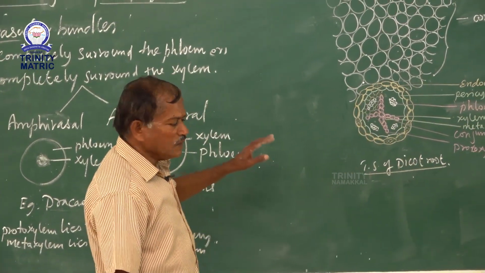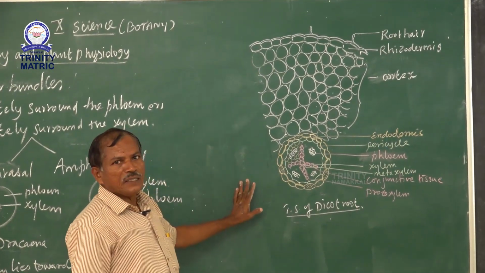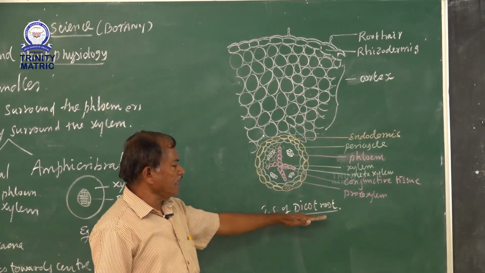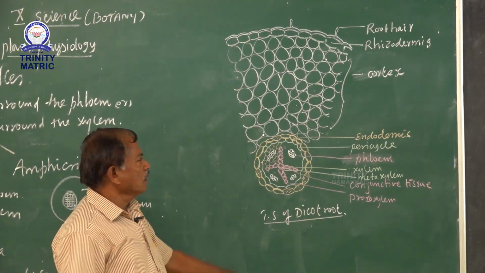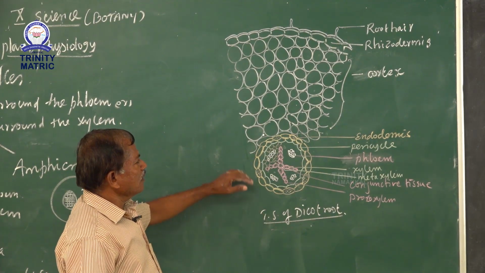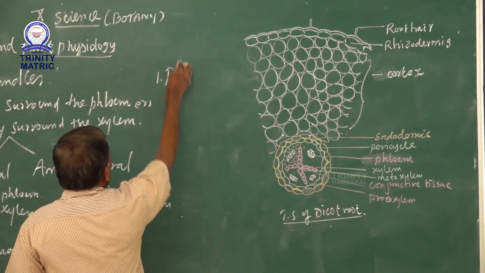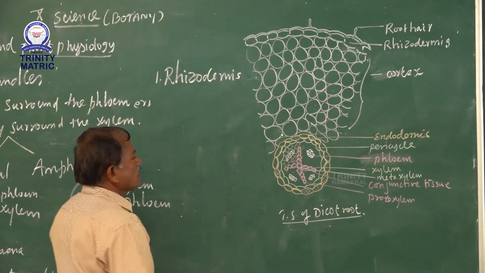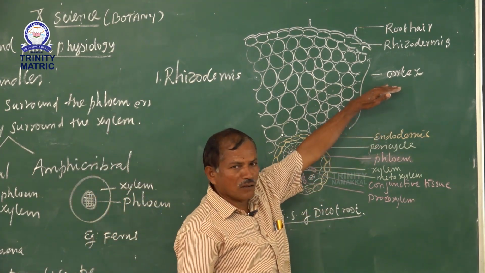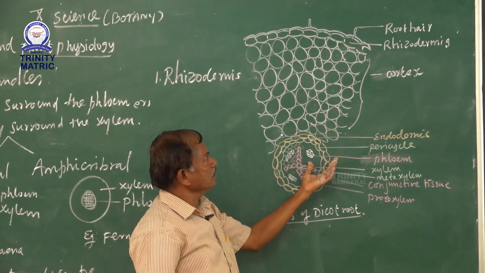Next, seven more questions. Describe the internal structure of dicot root or bean root. The first part of the root is called the rhizodermis. The second one is called the cortex, and then the vascular bundle.